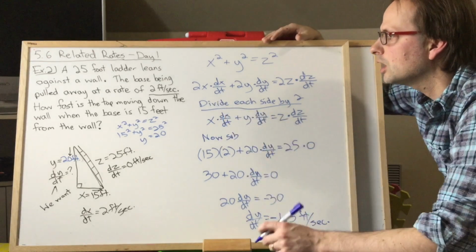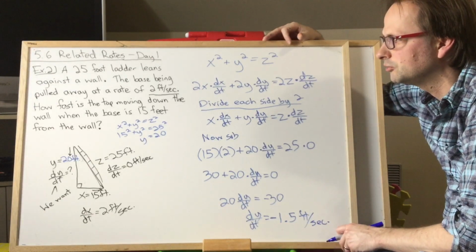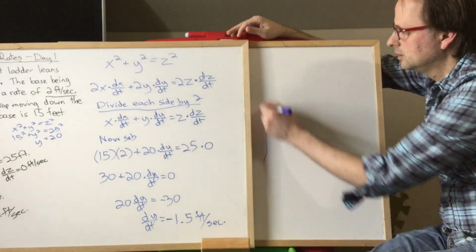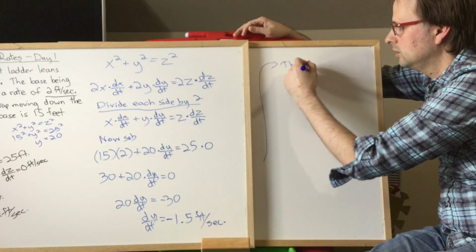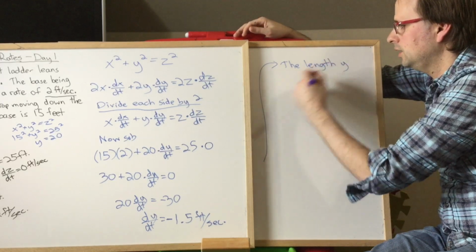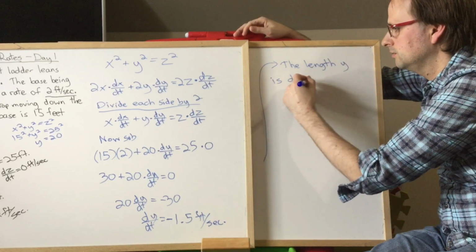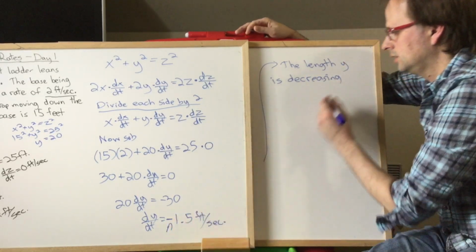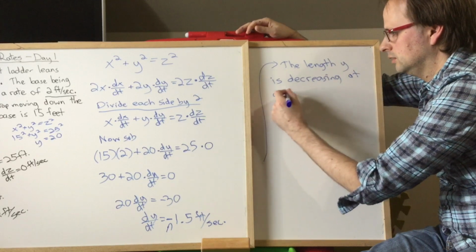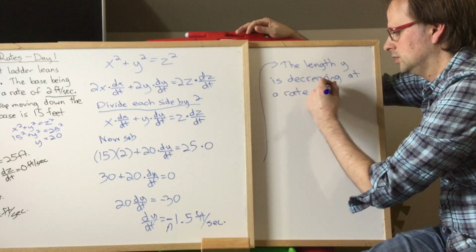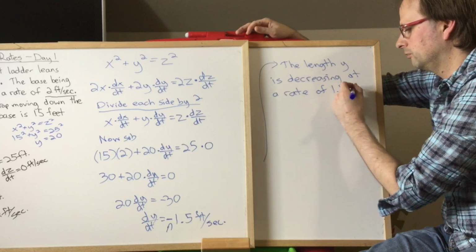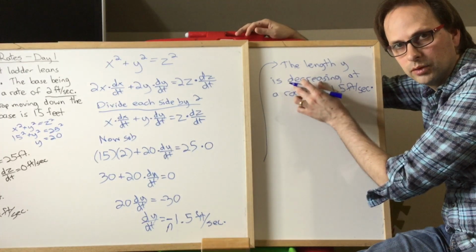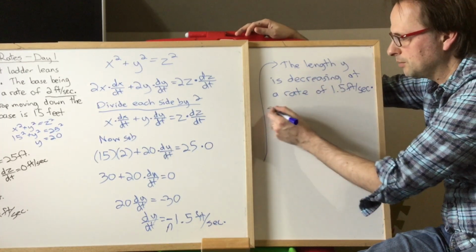So it says, how fast is the top moving down the wall when the base is 15 feet from the wall? What this derivative means is that the length y is decreasing, and it's decreasing because dy by dt is negative, at a rate of 1.5 feet per second. So the negative gives us whether the quantity is increasing or decreasing, and this is the rate that it's happening at.